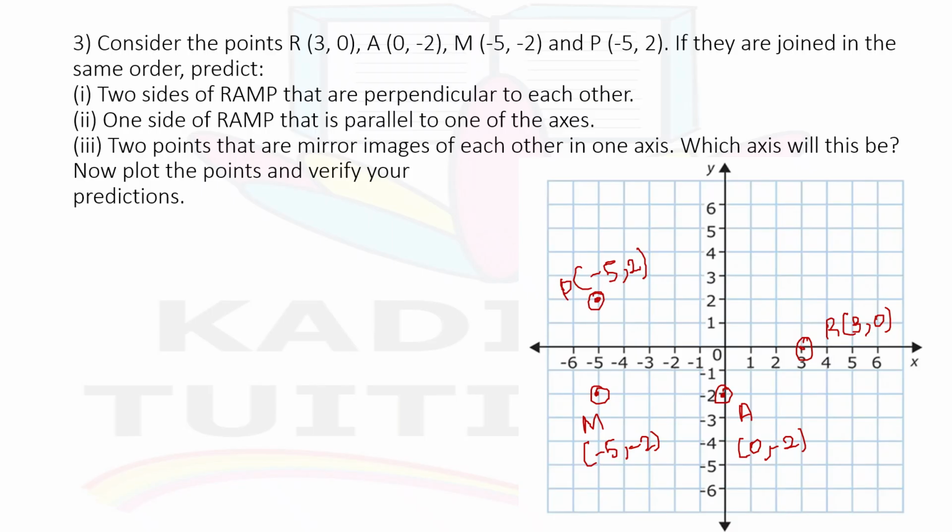And what they are saying, we need to join them in the same order. So first we'll join RA, AM and MP, and then PR. So we have joined. Now we'll go back to our question, what they are asking.